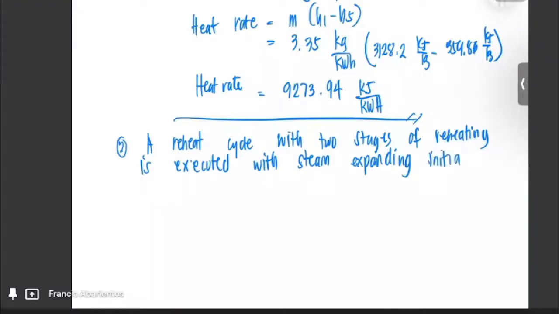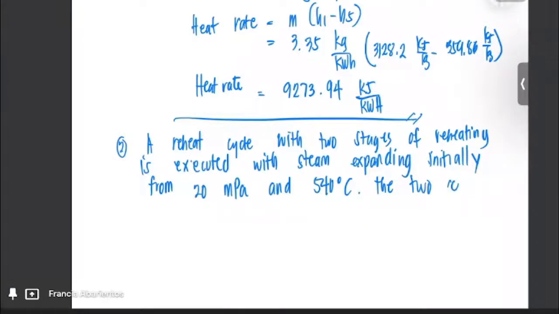Wait lang class, sulat ko muna itong problem. So, this is a reheat cycle with two stages of reheating, executed with steam, expanding initially from 20 megapascal and 540 degrees Celsius. The two reheater, take note, dalawa na to. Two reheater pressures are, binigay sa atin yung mga pressure, 3.8 megapascal and 0.97 MPa.